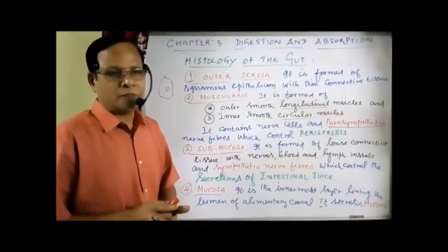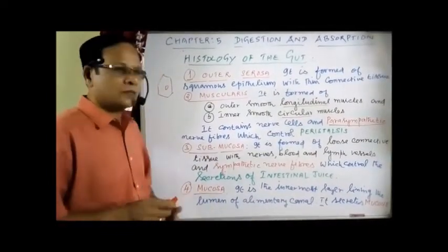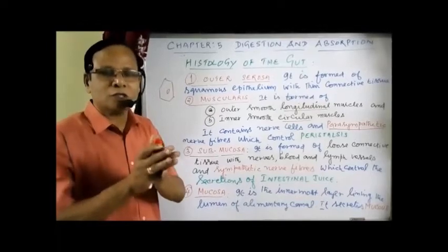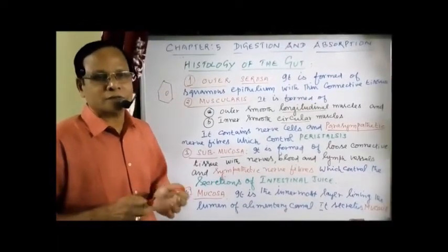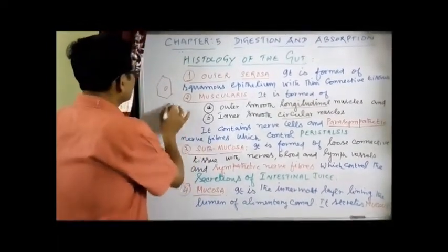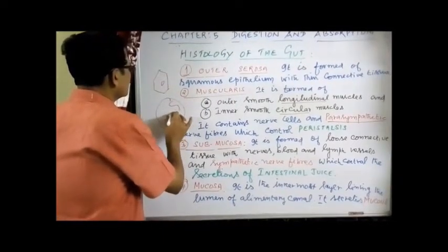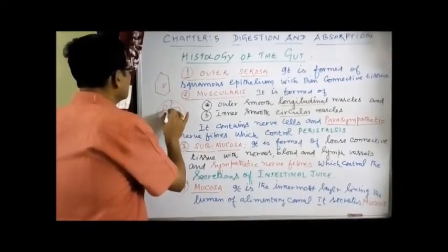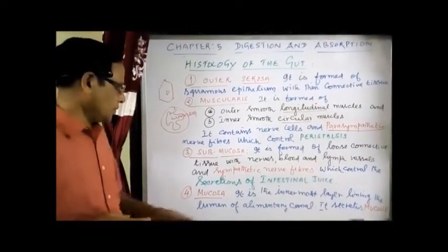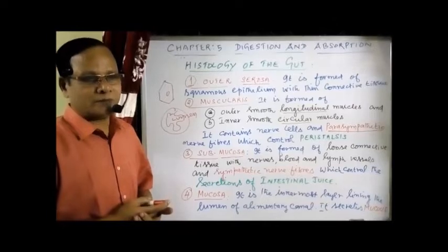Now the last layer, the mucosal layer, the innermost layer that is facing the lumen of the digestive tract. Lumen means the cavity. Suppose this is the one, so this is the innermost layer. This is the lumen, the space or cavity through which only the food is passing. So it is the innermost layer lining the lumen of the alimentary canal, the cavity of the alimentary canal.